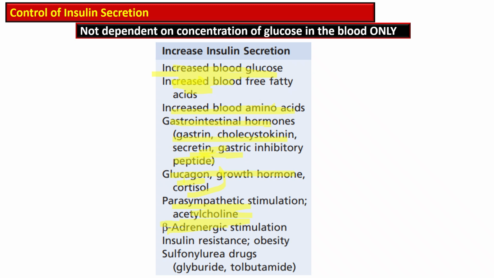Then there are drugs such as sulfonylureas, that are glyburide and tolbutamide. They stimulate the insulin secretion by closing the ATP-sensitive potassium channels. Insulin resistance and obesity are associated with high insulin secretion due to chronic metabolic demand. So insulin release is a multifactorial process influenced by glucose, amino acid, fatty acid, hormone, and various neural signals.